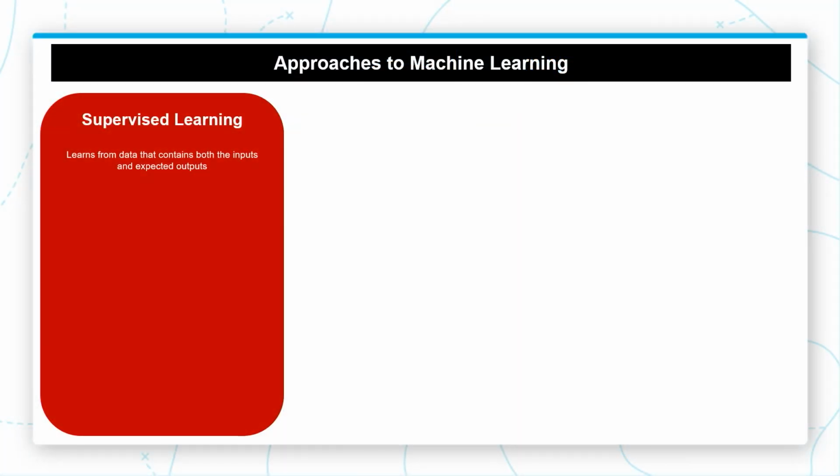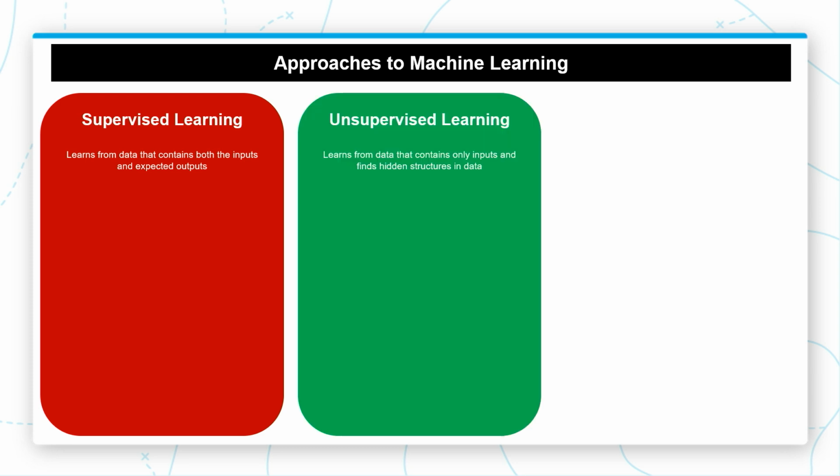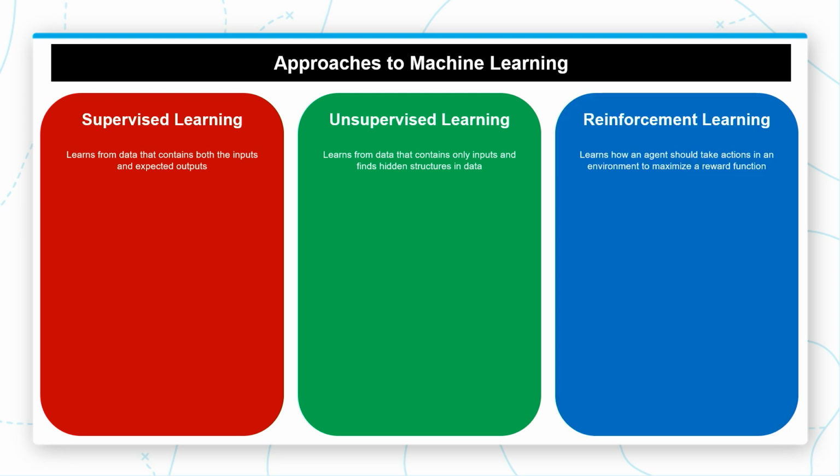There are three main approaches to machine learning. The first is called supervised learning. In this type, the learning happens from the data that contains both inputs and expected outputs. In the second type, called unsupervised learning, the data contains only the inputs and the algorithm learns the hidden structure in the data.